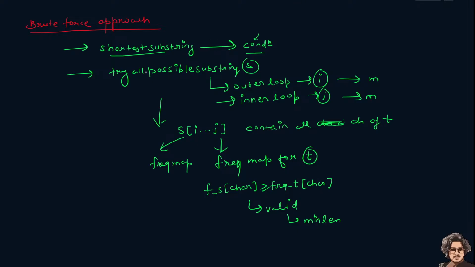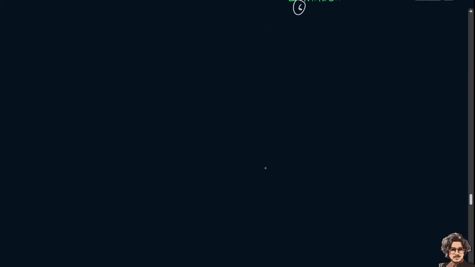Try all possible substrings; if we find one, make a frequency map of s, compare it with the frequency map of t, check the condition and update the min length. So let's try to write the code for this one, brute force code in C++.